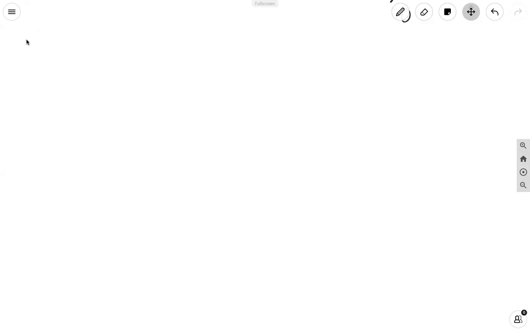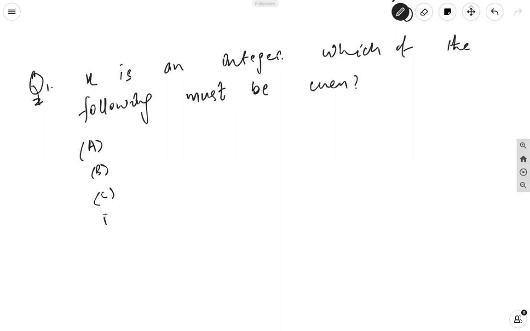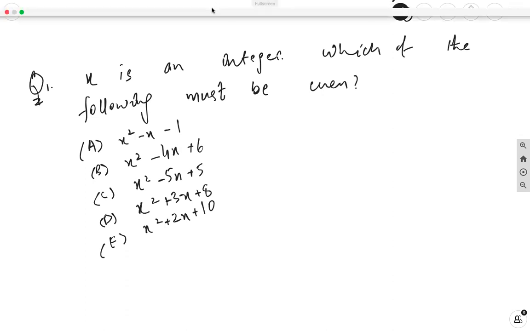Okay, so let's go back to the question. The first question is a very simple question. Let's suppose x is an integer. The question is which of the following must be even? You have 5 options. First one is x squared minus x minus 1, x squared minus 4x plus 6, x squared minus 5x plus 5, x squared plus 3x plus 8, and x squared plus 2x plus 10. So x is an integer, and which of the following must be even?